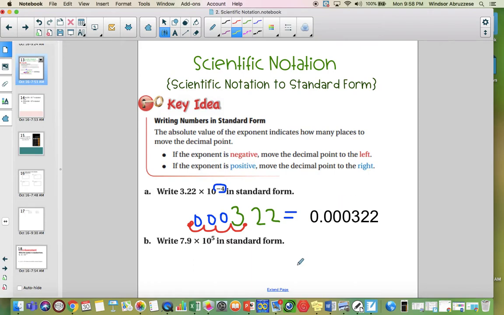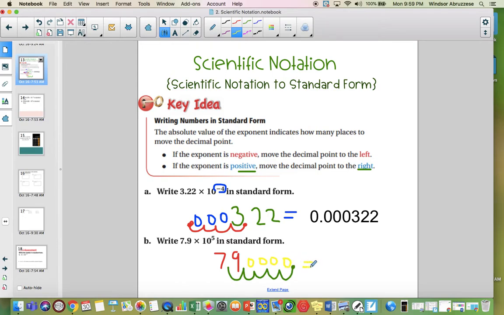All right, letter B. Write 7 and 9/10 times 10 to the 5th in standard form. Again, take the first factor, 7.9, okay? And my exponent is a positive 5, which means I'm making a big number. So I'm going to move my decimal to the right for positive exponents because I'm going from 7.9 to now 79. So I'm making my number bigger. 5 times. 1, 2, 3, 4, 5. Here's my new decimal. And then I need placeholders in each of these loop-de-loops.